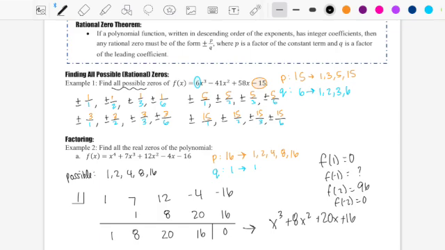Okay, well, if 1 worked the first time, we could try it again to see if it works again. It's not going to, just so you know. But I was looking for a list of other ones that would work, and I know that negative 2 is going to work. So let's go ahead and synthetically divide it out. Perfect. This is going to leave us with x squared plus 6x plus 8.